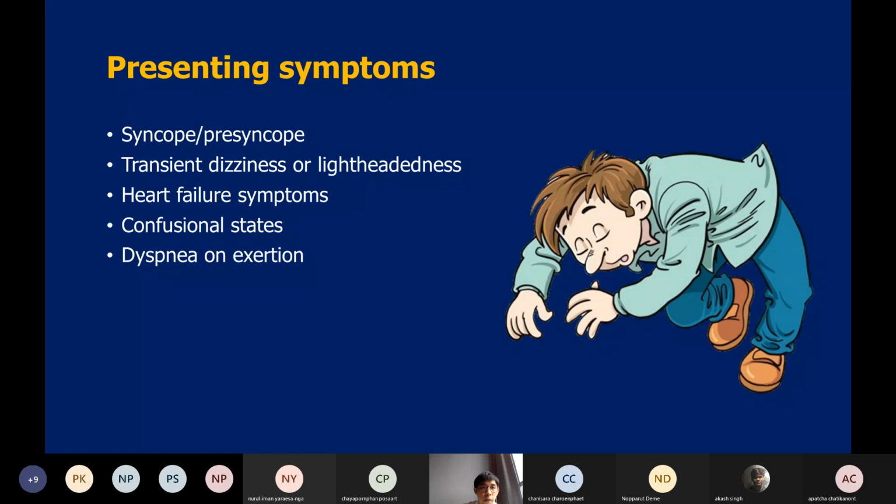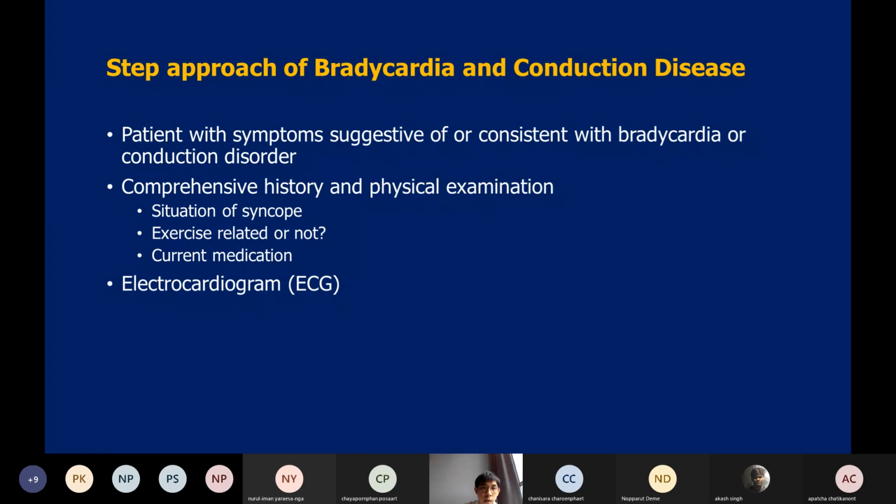As I spoke about before, these are the presenting symptoms of patients with bradyarrhythmia. Syncope or presyncope may be the most common symptom. Other symptoms such as dyspnea on exertion, heart failure, or confusional states could also be encountered. And this is the step approach to bradycardia and conduction disease.